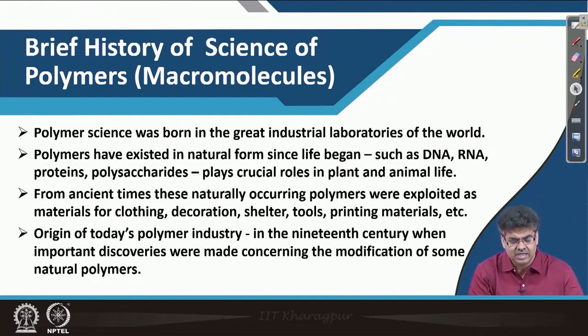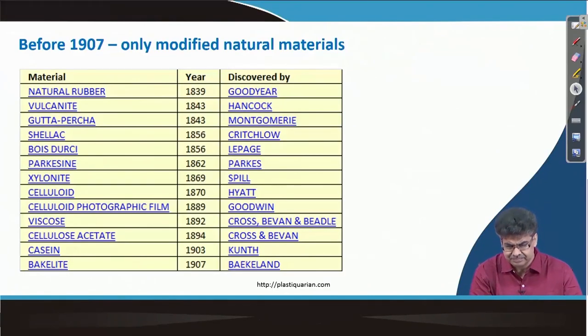The origin of today's polymer industry happened in the 19th century, when important discoveries were made related to modification of some of these natural polymers. So basically the first research on polymers happened in the 19th century, when scientists tried to take these natural polymers and modify them for improving their properties. Some of the examples of that research are shown here.